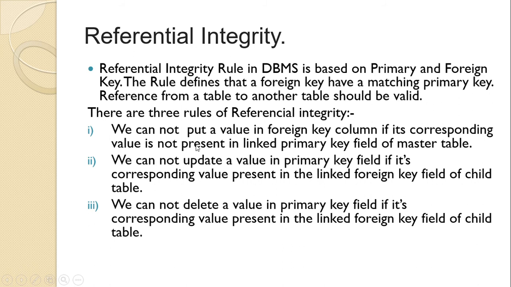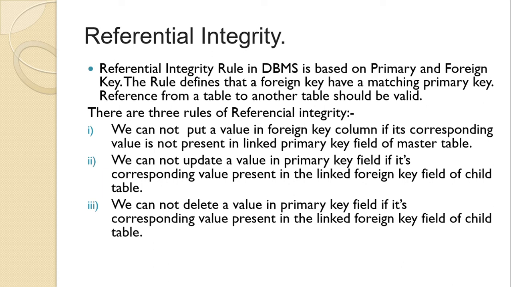Referential integrity rules in DBMS are based on the primary and foreign key fields, and these rules define that the foreign key must have a matching primary key. Reference means address. A reference from a table to another table should be valid, that is, these two addresses must be linked with each other. There are three rules of referential integrity.